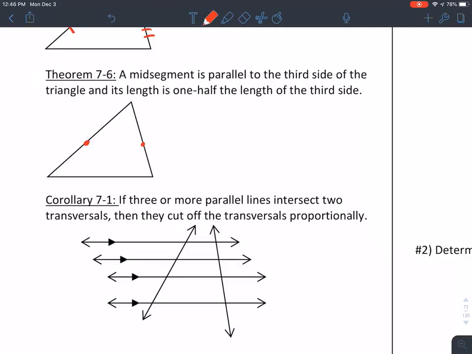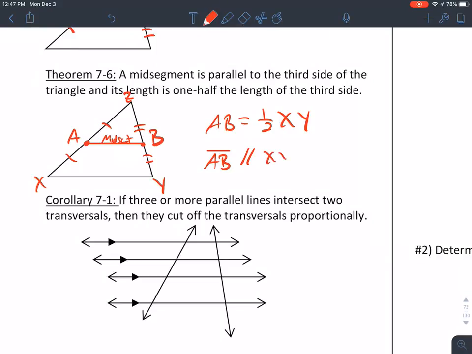So let's find the midpoints here again. I'm going to label some endpoints here. So the mid-segment, which is AB, is 1/2 the length of the third side. The third side is XY. It also says that segment AB is going to be parallel to segment XY. A mid-segment is parallel to the third side, and it's 1/2 the length of the third side.